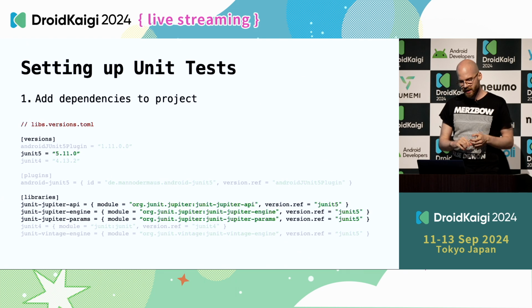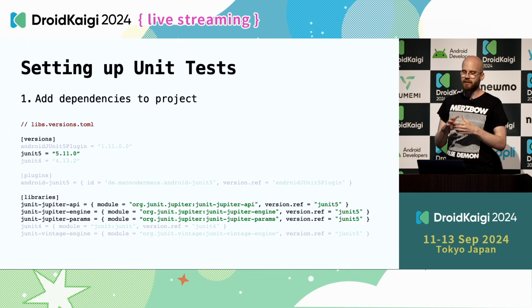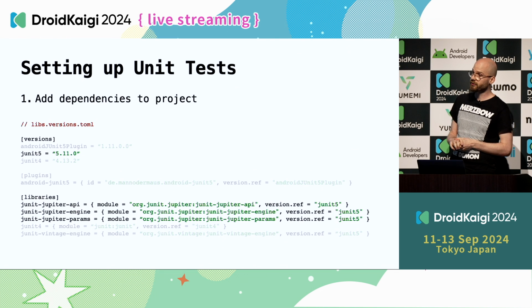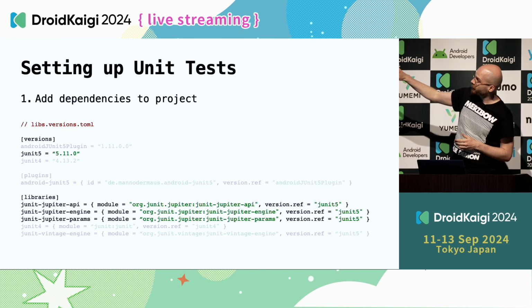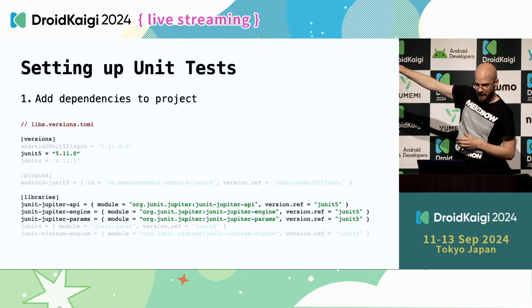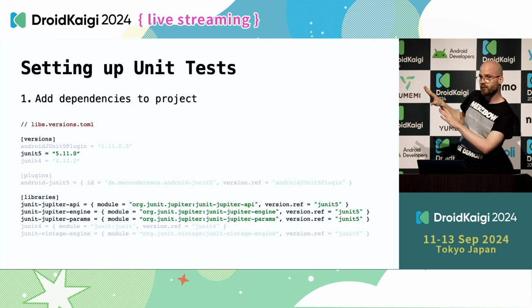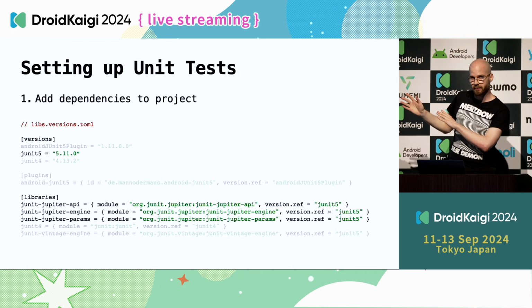Then next, you want to add JUnit 5 and the Jupiter libraries. The latest version, as of today, is 5.11. And you add 3 library artifacts here. You see that there's 3 different lines. I will explain why there's 3 in a moment when we add them to the build.